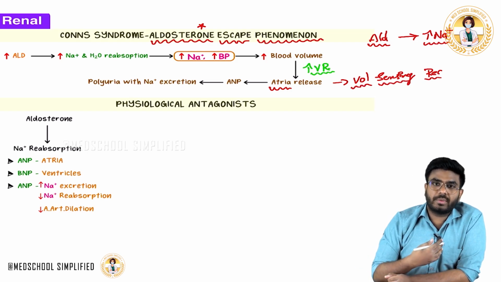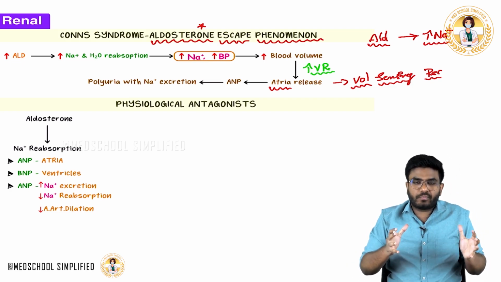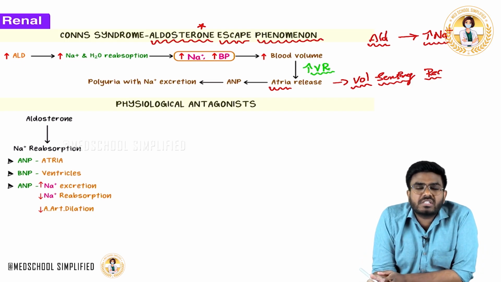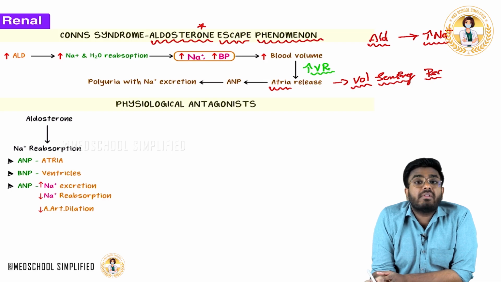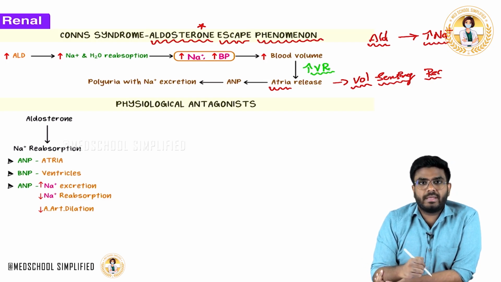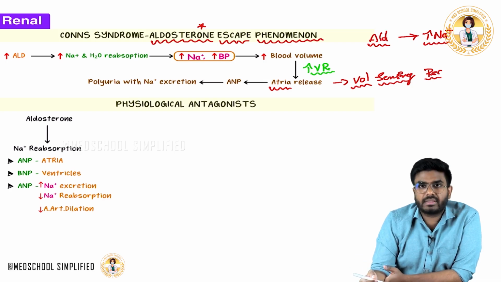Now more blood volume is coming, right? This more venous return is going to stretch the atria. Whenever the atria are being stretched, the volume sensing receptors are going to be activated. When volume sensing receptors are activated, what happens? The atria communicate to the central nervous system that more blood volume is there, more blood is coming to the heart.